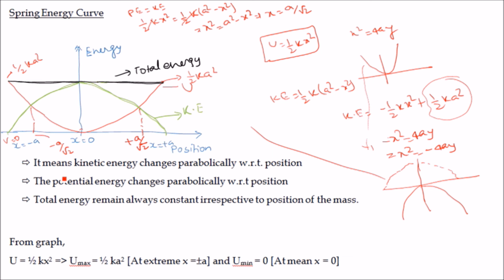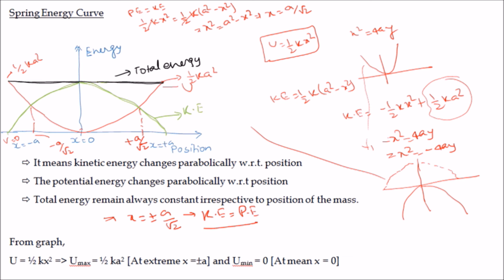All these things are written here also: from the graph, kinetic energy changes parabolically with respect to position, while the potential energy also changes parabolically with respect to the position. The total energy remains constant irrespective of the position of the particle, and the fourth point is that at x is equal to plus minus a by square root 2, kinetic energy is equal to potential energy.